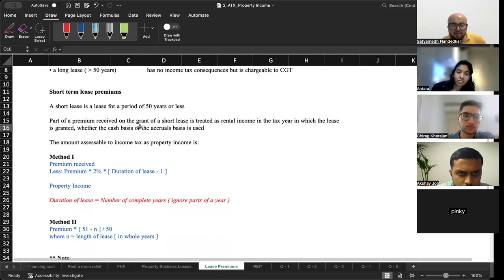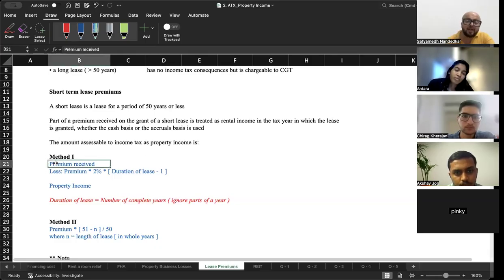Part of a premium received on the grant of a short lease is treated as rental income in the tax year in which the lease is granted, whether the cash basis or accrual basis is used. So the landlord gets a lump sum amount from the tenant in this case, along with the regular rental income that is going to come his way. And how is this lump sum amount subjected to tax? It is calculated as premium received less premium into 2% into duration of lease minus 1. Duration of lease is number of complete years. Ignore parts of a year. So if it is 14 years, 8 months, you should take 14 years.